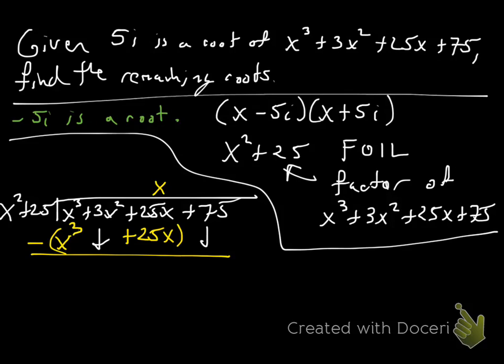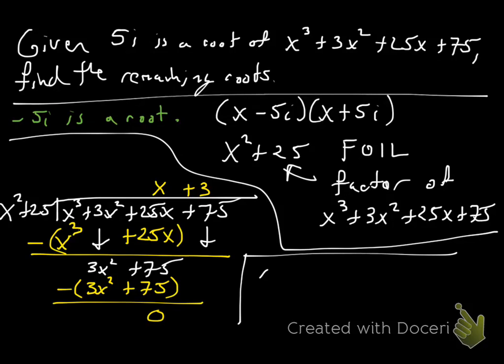All right, go ahead and subtract. Bring down your other terms. X squared times 3 will give me 3x squared. And 3 times 25 is 75, and we get a remainder of 0. Okay. So our other factor is x plus 3.